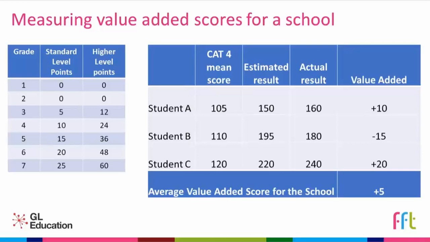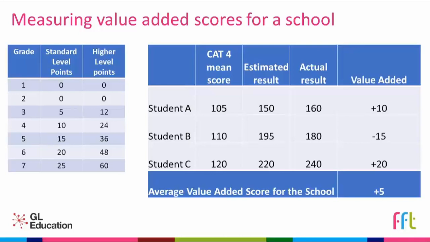You can see on the right there just a simple example for a school with 3 students, each with slightly different starting points. So they've got different CAT scores. You can see that the students' CAT scores produce different estimates. So, for example, the first student has a CAT score of 105. Their estimated result is 150. They actually achieved a point score of 160 when we calculate their points using the points on the left there. And so we say they have a positive value added of plus 10.